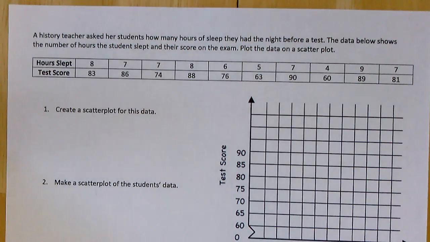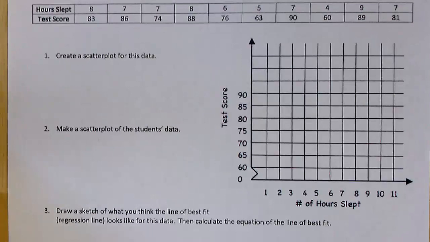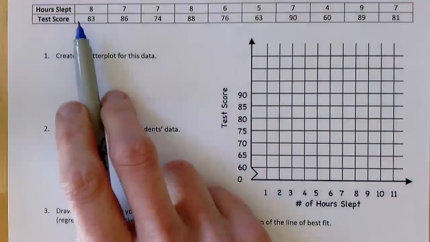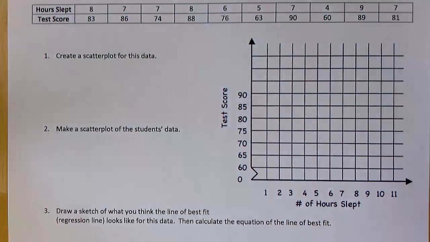Okay, so the first thing I'm going to do here is create a scatter plot. You know how to make these. You just find the points. I want to find where 8 hours slept meets a test score of 83. So here's 8 hours of sleep. Here's a test score of 83. You know how to make these.